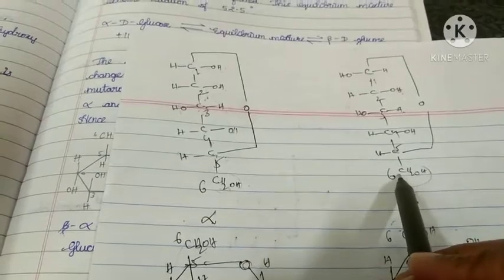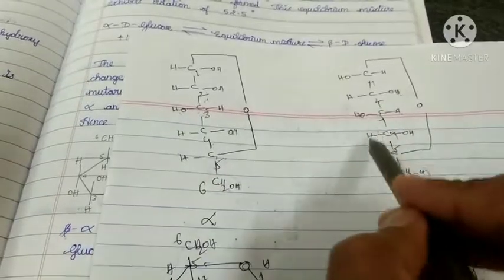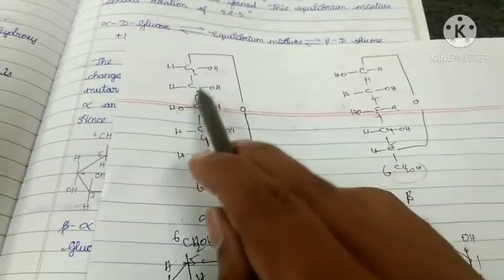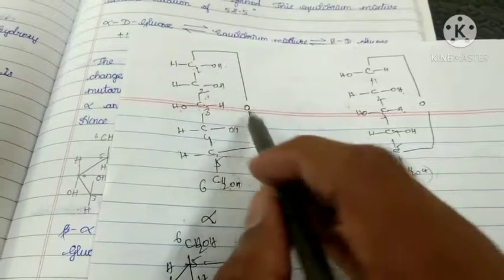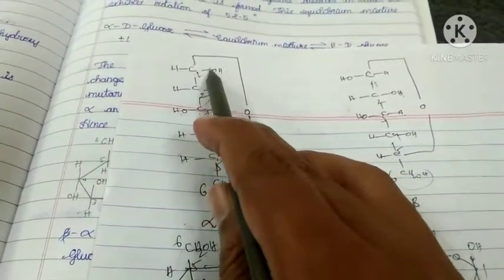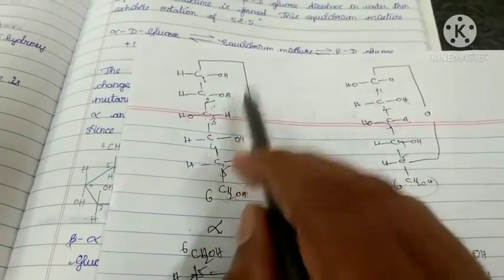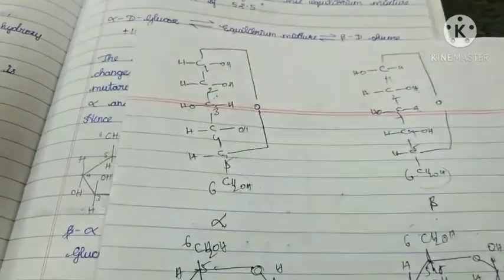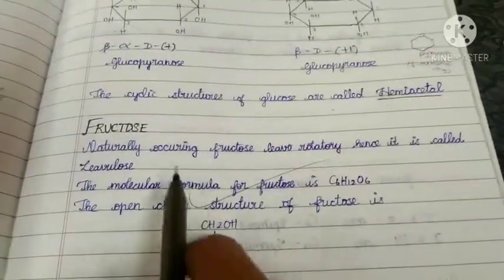See, this is alpha D glucose, this is beta D glucose. If you observe these two structures, second, third, fourth, fifth are all the same, but the first carbon is different, the configuration is different. Here OH comes on the left side, here OH comes on the right side. That is why these are C1 anomers. If this ring is not there, CHO will be there, correct? That means these configurations differ at the functional group carbon. That is why these are called anomers, C1 anomers. Next one, fructose.